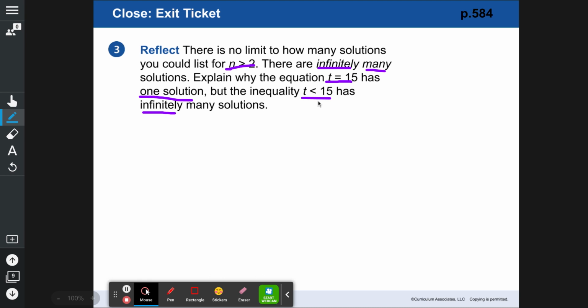And here, t is less than 15. You can come up with many, many solutions. You can name all the whole numbers that are less than 15. You can say 0 is less than 15. You can say all the negative numbers you can think of. But just think, the number line keeps going on forever and ever. And you can also think of all the decimals and fractions that are between those whole numbers that you came up with. So you're going to learn more about how to show that on a graph a little later.